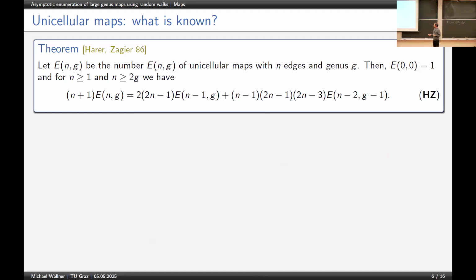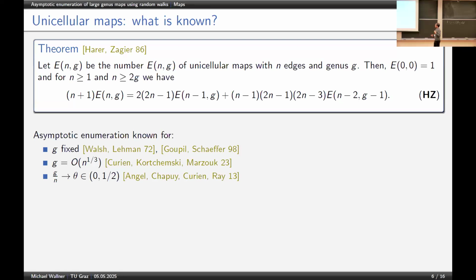Harer and Zagier showed that this E_{n,g} satisfies a linear recurrence relation, which you see here with polynomial coefficients, which starts with E_{0,0} is just 1. And otherwise, it's fully determined by this recurrence relation, which I'll denote now by HZ. You don't need to remember it. It will pop up on later slides. But now this is what I feel much more familiar with. Now you have a recurrence relation. And now what I want to know is, what is this E_{n,g}? What is behind this bivariate recurrence relation?